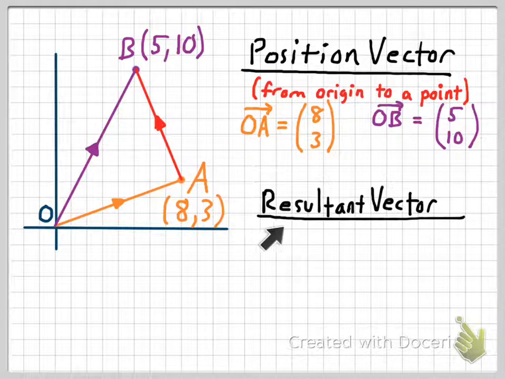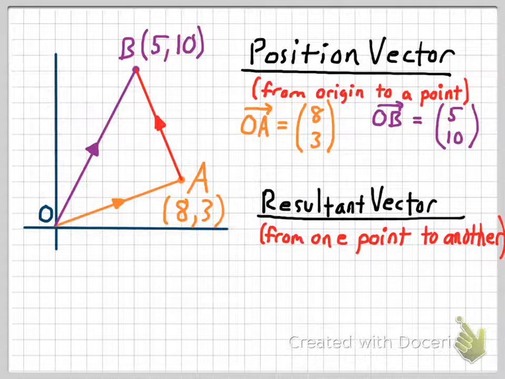Okay, now a position vector goes from an origin to a point. Another term that you need to know that I mentioned earlier is a resultant vector. And a resultant vector goes from one point that's not the origin to another point that's not the origin. Well, it doesn't have to be not the origin, but from one point to another. Which in this case would make vector AB a resultant vector.